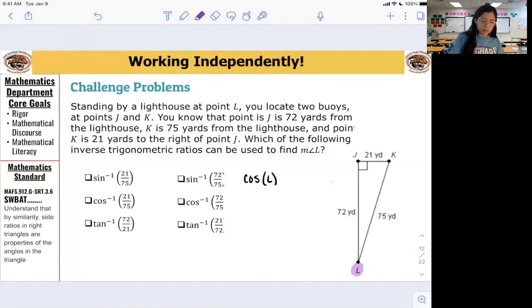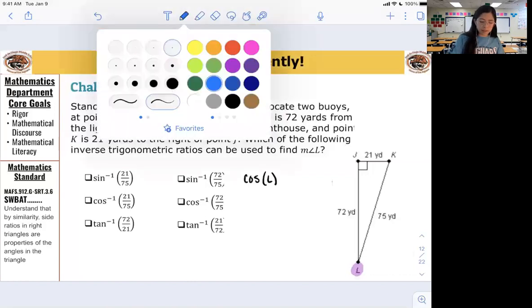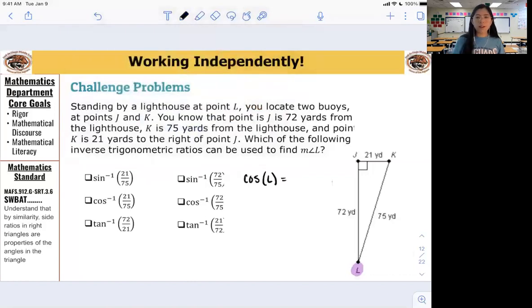Okay. So instead of Eric, I'll throw it right back to Jalen. What would be the cosine of L? Sine of K. Ooh, okay, you're right. So cosine of L is the same as the sine of K. That is 100% correct. But what I'm asking more is, what are the actual numbers that would go into the cosine of L?